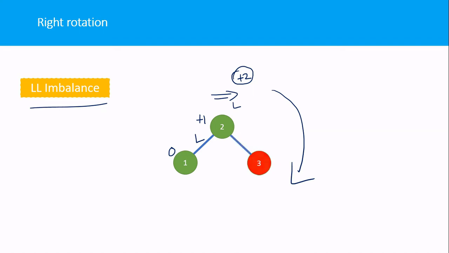Now if you consider node 1, its balance factor is 0, and node 3 does not have any left or right child, so its balance factor is 0 again, and node 2 has one left child and one right child, so its balance factor will be 0 again. So we can say this tree is balanced now, and it is maintaining the binary search tree property also.